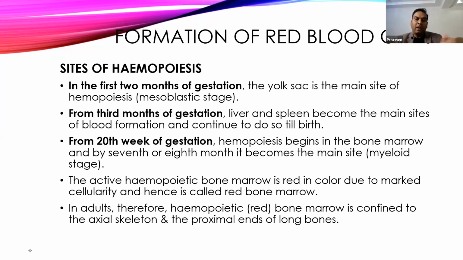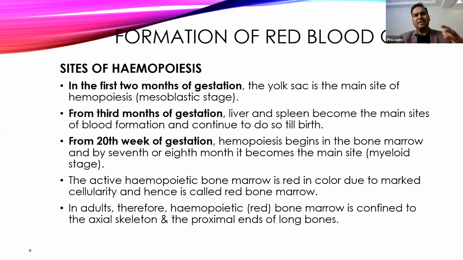And then just after delivery, within a few weeks, the formation of RBC in the liver and spleen will completely stop, and it will be taken over exclusively by the bone marrow. Now after birth, the bone marrow is the only site where RBC can be formed. So in the adult, it is the bone marrow where RBC can be formed.